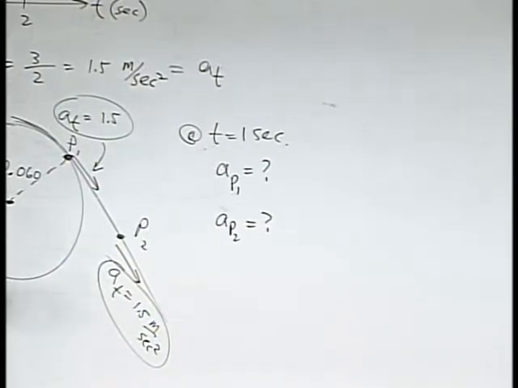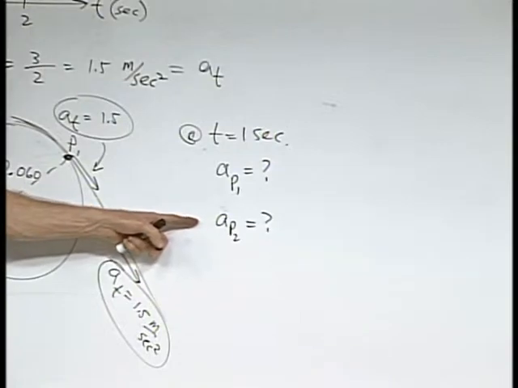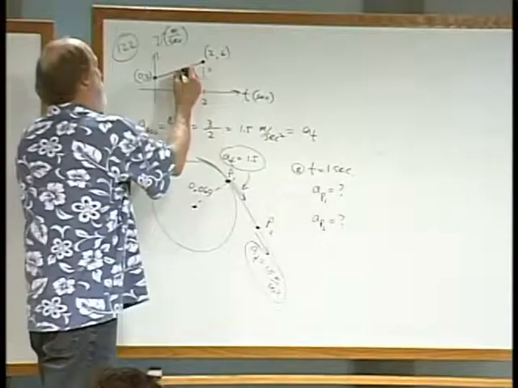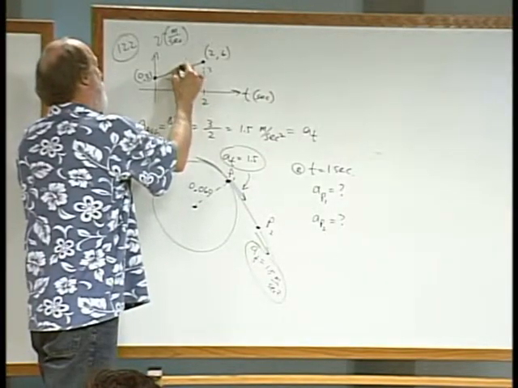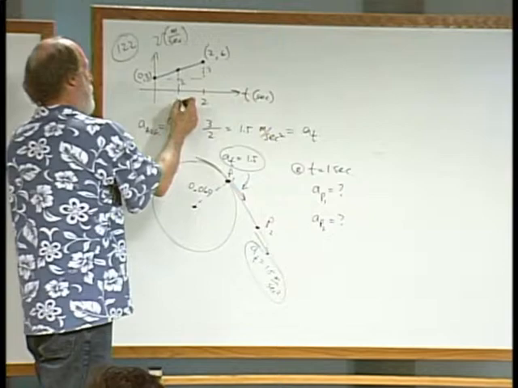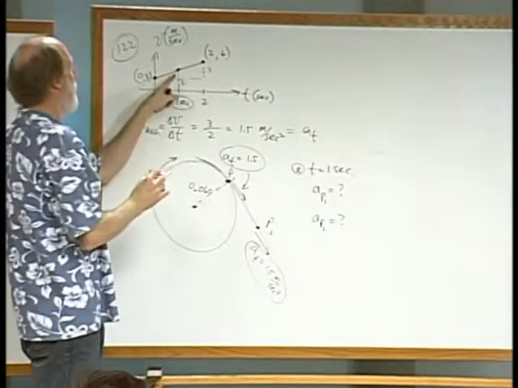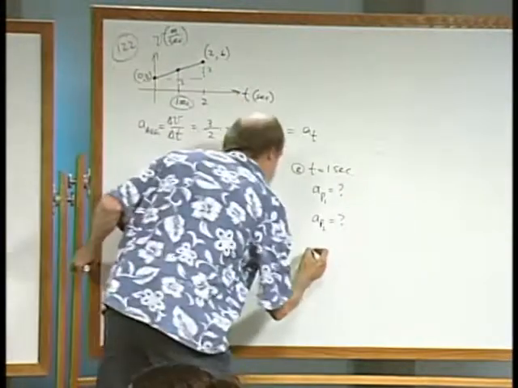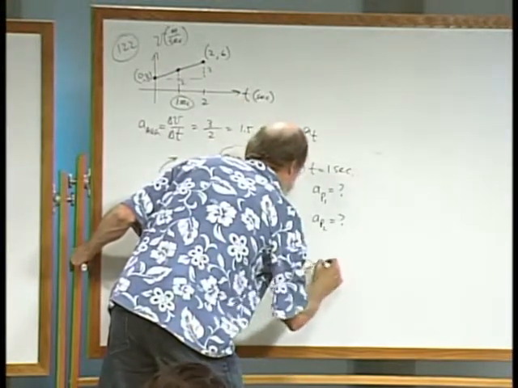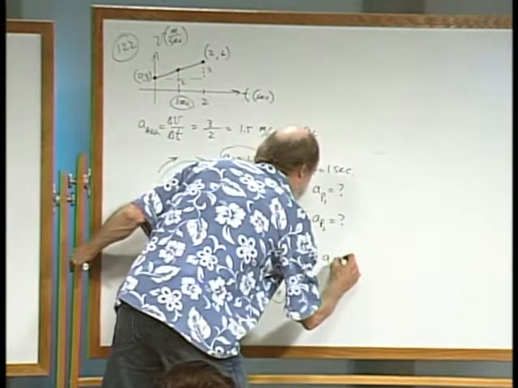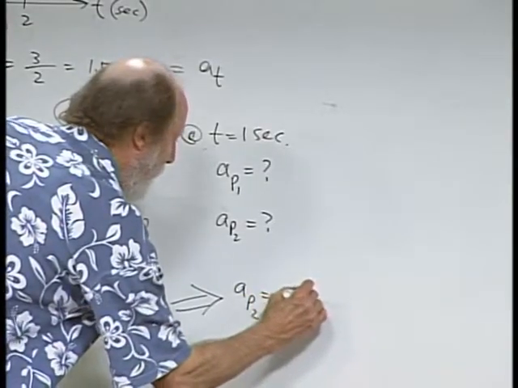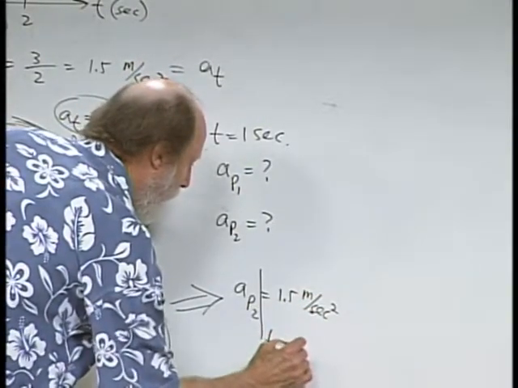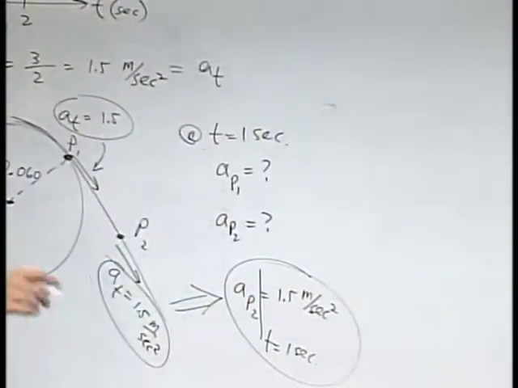So P2, looks like we nailed P2, didn't we? Didn't we just finish that? 1.5 meters per second squared. Doesn't that slope remain constant even here at 1 second? Here's the point of interest for this problem. And so at P2, we've got it done. This implies that the acceleration at P2 is equal to 1.5 meters per second squared when t is equal to 1 second. So there's the answer to that.